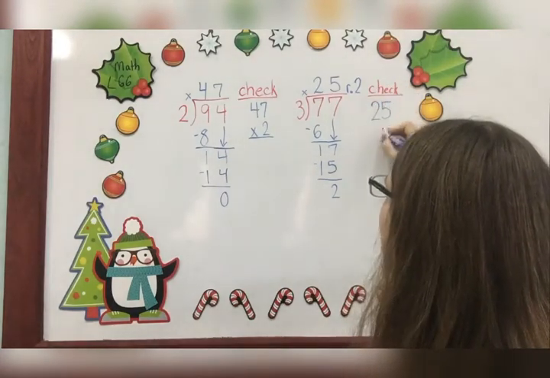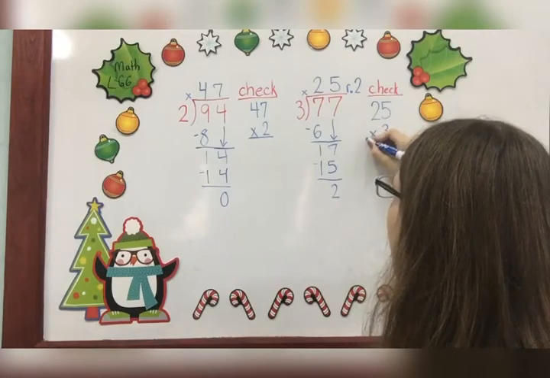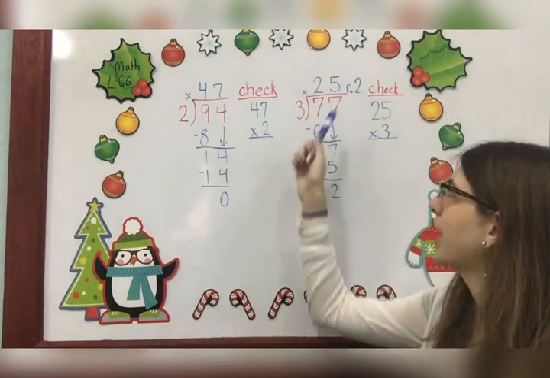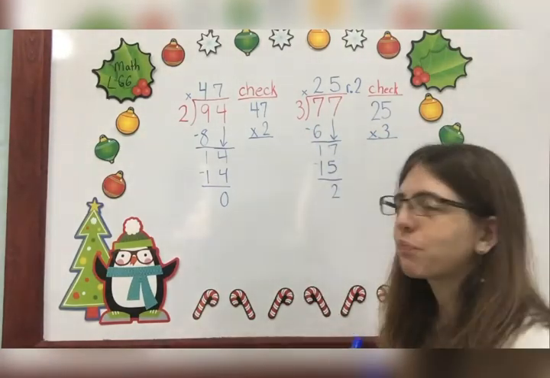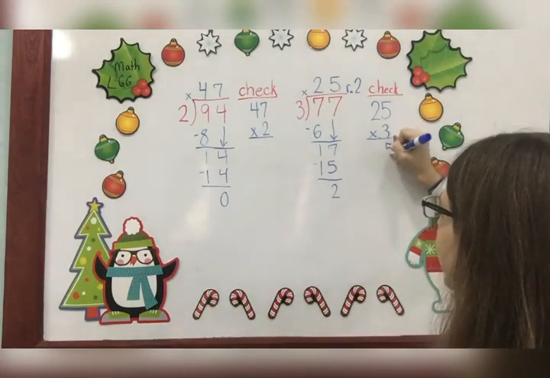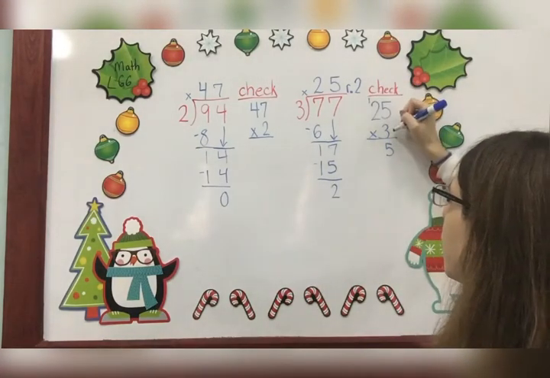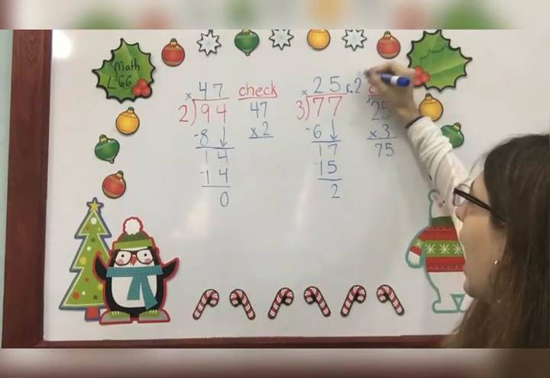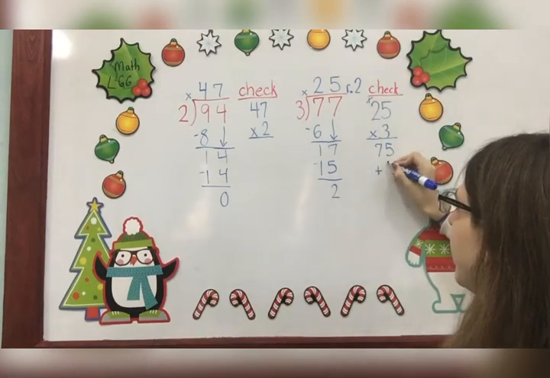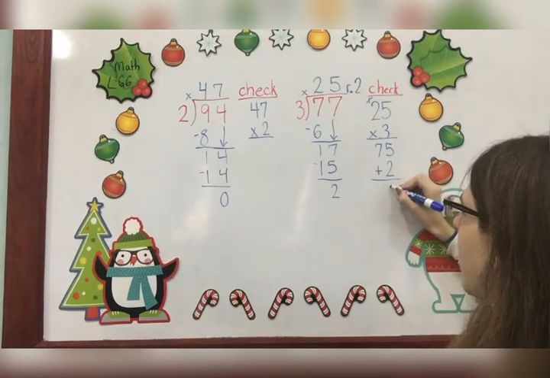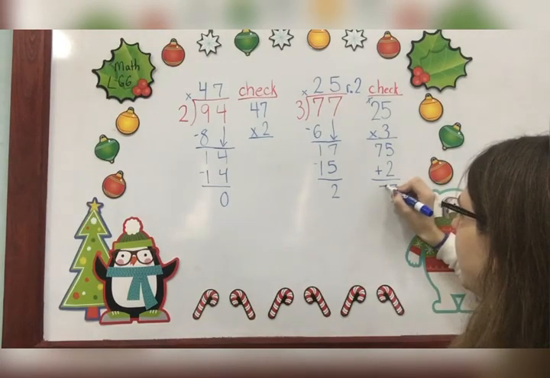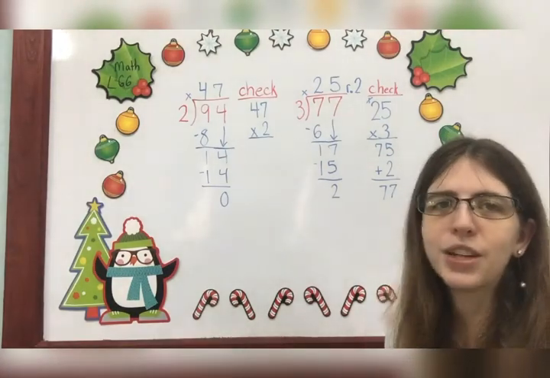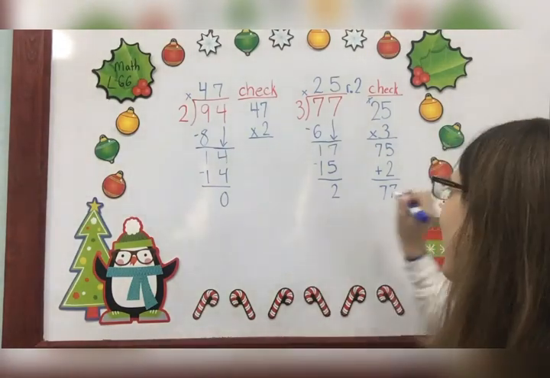We start by multiplying 25 by 3. So we multiply our answer by our divisor. 3 times 5 is 15. Carry my 1. 3 times 2 is 6, plus 1 is 7. Now I add my remainder. 75 plus 2. 5 plus 2 is 7. 7 plus nothing is 7. So I get 77. My answer checks.